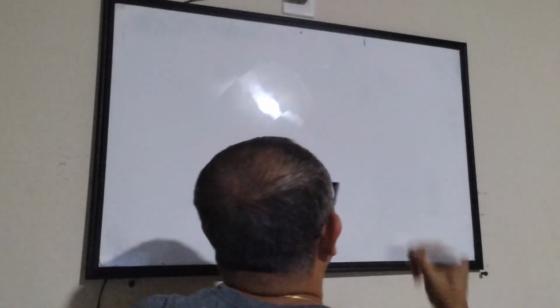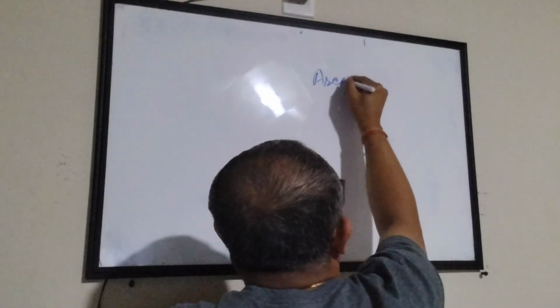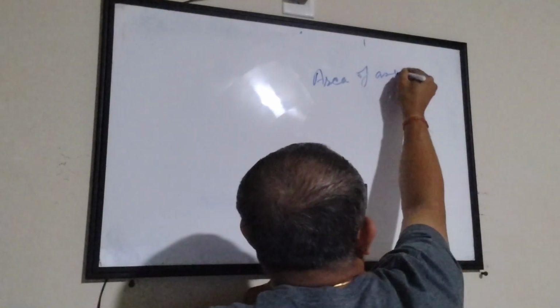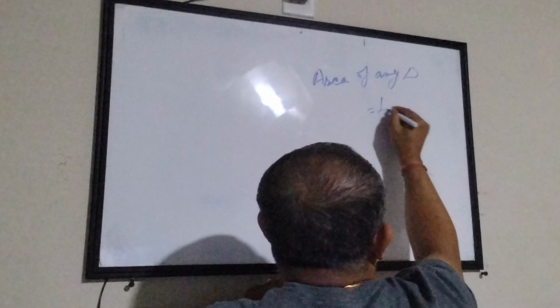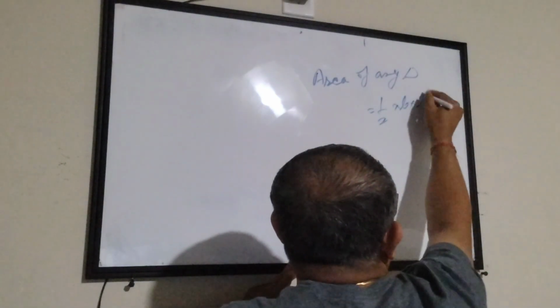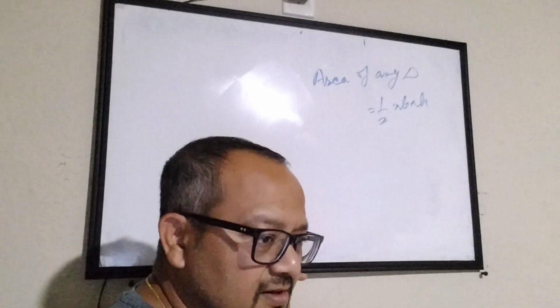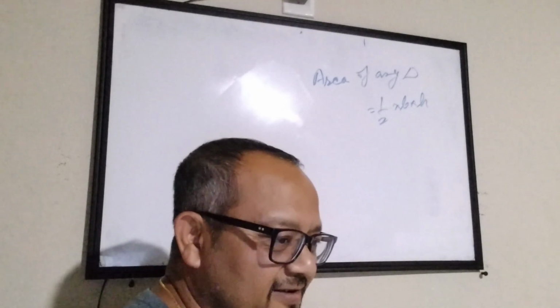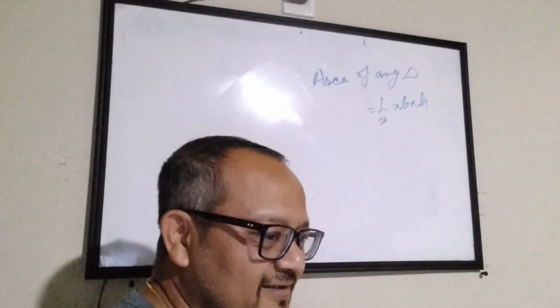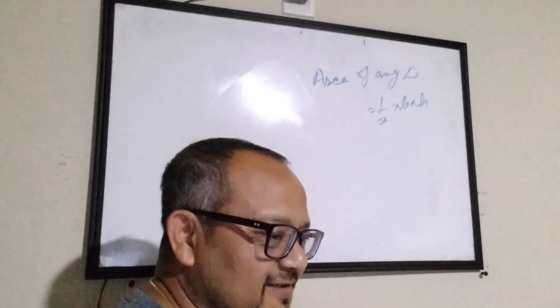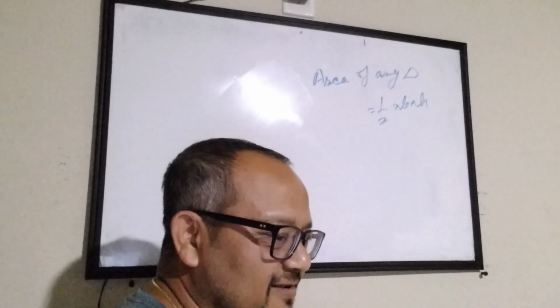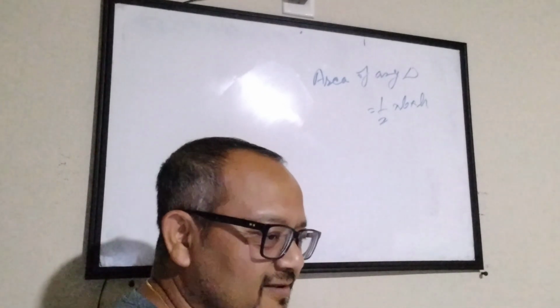Now, I said area of a triangle. Area of any triangle is half times base times height. Why? Because the quadrilateral is divided into two, and those two triangles inside the quadrilateral are congruent to each other.